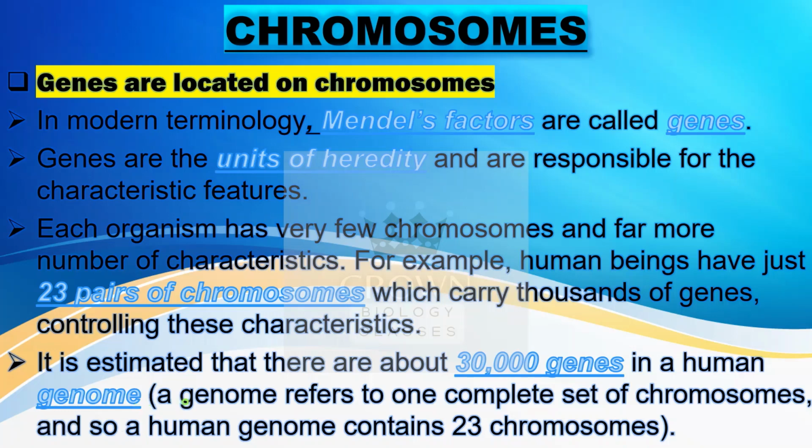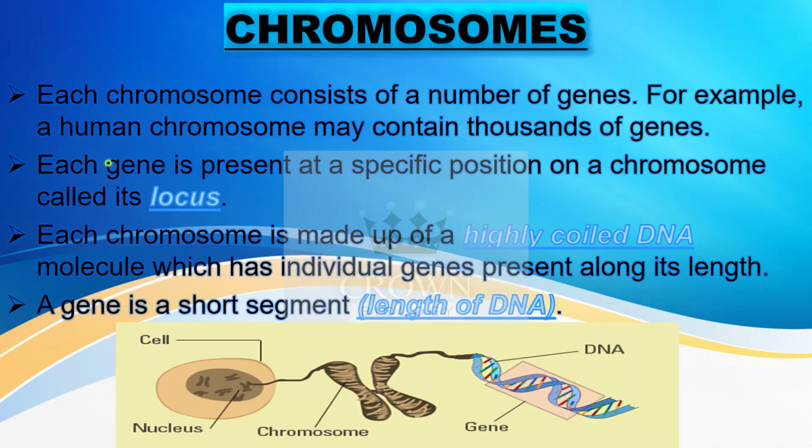And what is a genome? A genome refers to one complete set of chromosomes. So a human genome contains 23 chromosomes. We know there are 23 pairs of chromosomes, in total 46 chromosomes present. And a genome refers to one complete set of chromosomes, that means a genome contains 23 chromosomes.